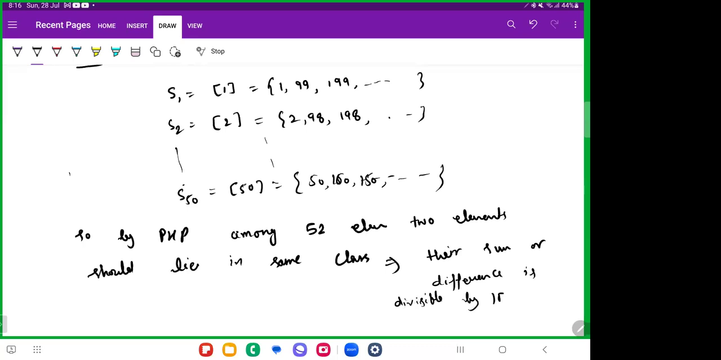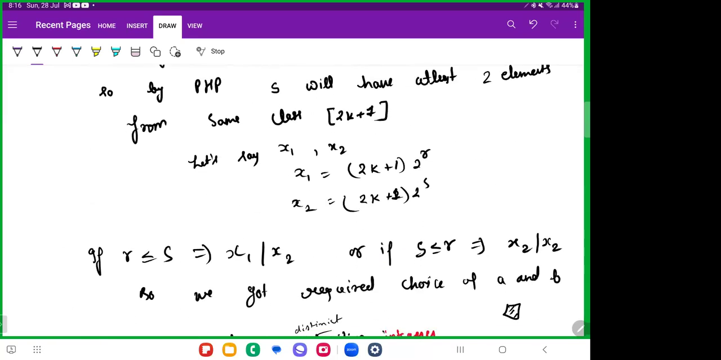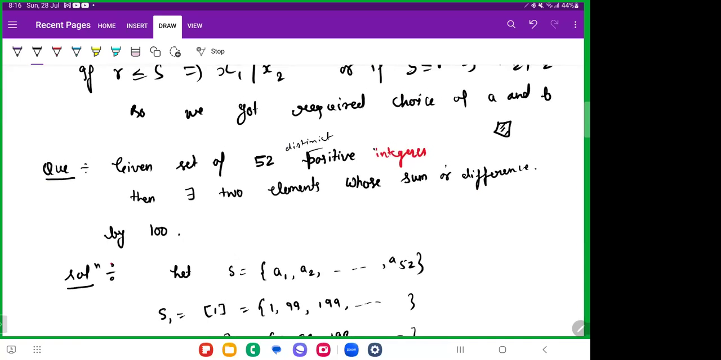So we are done. Any more doubt? Now you can ask, or otherwise we are done. But the interesting question, I can't see the name of the person, but he raised an interesting question. I already wrote the question: given a set of 52 distinct positive integers, there exist 2 elements whose sum is divisible by 100. So can you do it for the sum, what is the least number of integers for which we can say that their sum is divisible by 100?